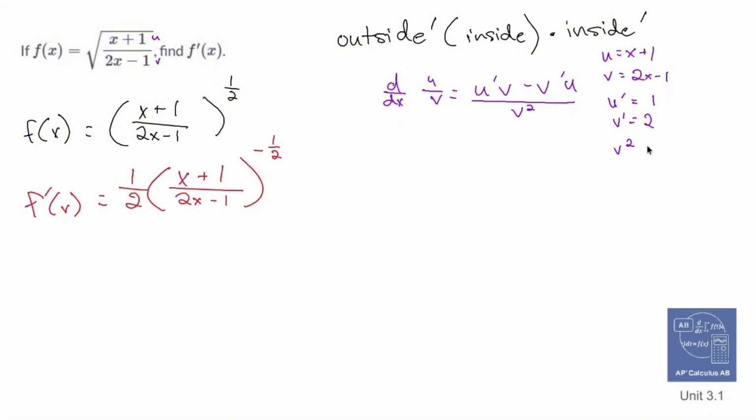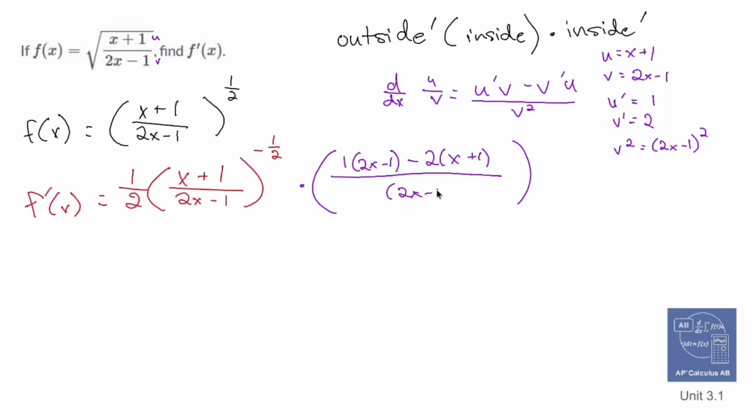And V squared is going to be the denominator squared, which I'm not going to FOIL out because I don't want to. And maybe something will simplify. I don't know. You never know. But we're going to multiply everything by this stuff and its combination. U prime V is going to be 1 times V, which is 2x minus 1, minus V prime, which is 2, U, which is x plus 1. And again, that's going to be all over 2x minus 1 squared.